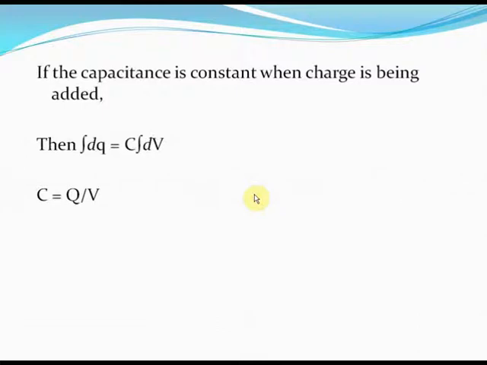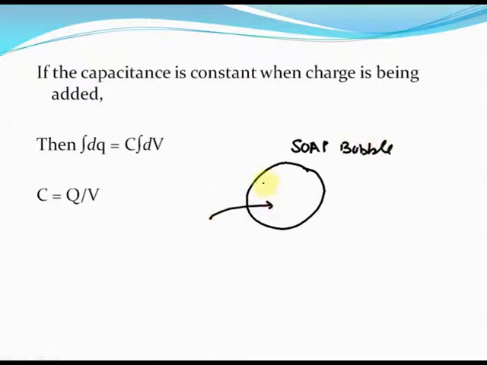There is, however, a special case when C equal to Q by V does not hold true. This happens when you're charging a soap bubble. Let's say this is a soap bubble. Now when you charge a soap bubble, what happens is that as you keep on giving charge to the soap bubble, the charge increases, plus q, plus dq, plus q plus 2 dq and so on. But as the charge of a soap bubble increases, the mutual repulsion inside a soap bubble also increases, and this leads to the expansion of the soap bubble like this. So as you keep charging, the soap bubble keeps expanding.